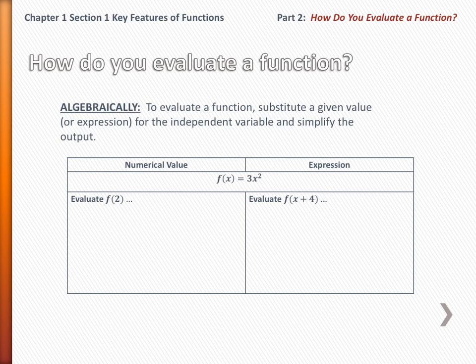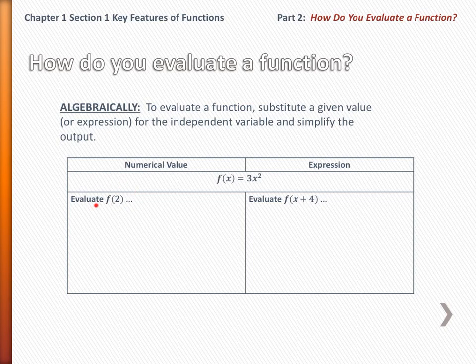We're going to look at how you evaluate a function numerically, algebraically, as well as graphically. Okay, so when we evaluate a function, we're asking ourselves the question, what is the output for a given input? So here I have an example, f of x equals 3x squared.